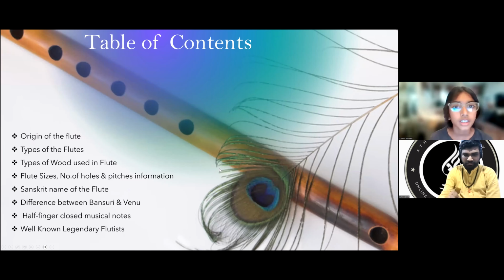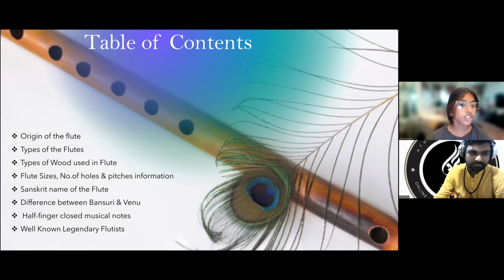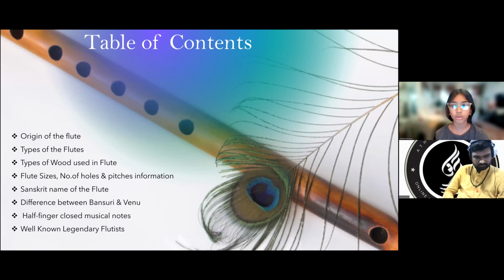Table of contents: origin of the flute, types of wood used in flutes, sizes, number of holes and pitches information, Sanskrit name of the flute, difference between Bansuri and Venu, half finger closed musical notes, well-known legendary flutists.